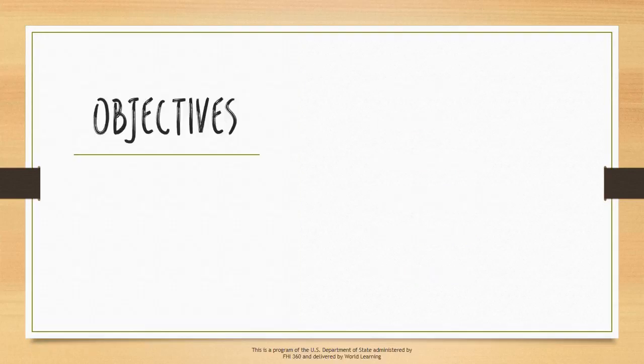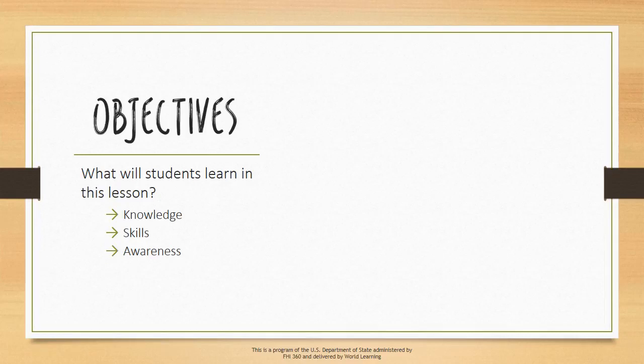The first important question you should ask when designing a lesson plan is, what will students learn in this lesson? Think about the specific knowledge, skills, awareness, and language you want students to learn in the lesson. Make the objectives reasonable and attainable. That is, make sure that the objectives can be reached within the time you have for the lesson.